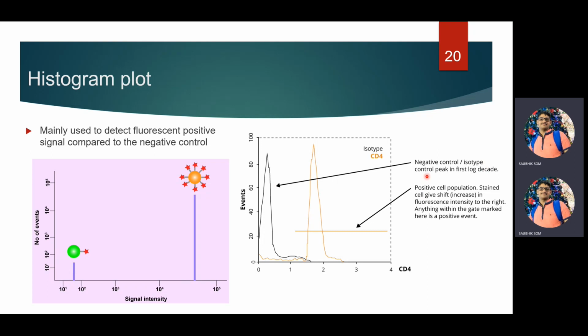So negative control, isotype control peak, first log decay. So these are log scale cells. Okay. So if there is 0.5, say, around less than 10 cells, correct? So log 10 is equal to, wherever here we have around 100 cells, or intensity is at the 100 level. Okay. So the population of stained cells gives a shift and increase in the fluorescent intensity to the right. Anything within the gate marked is a positive event. Okay.